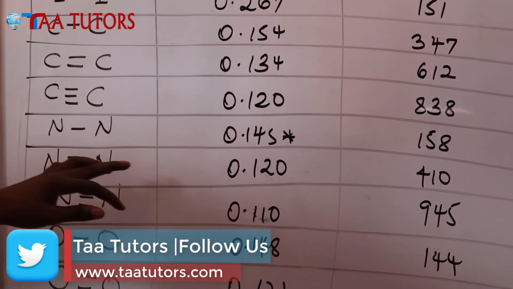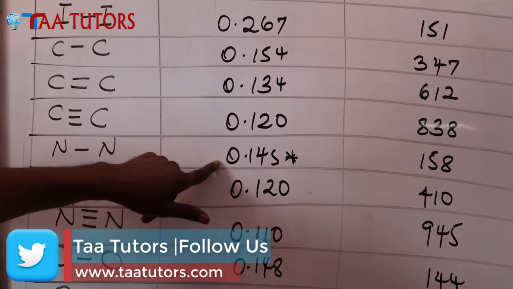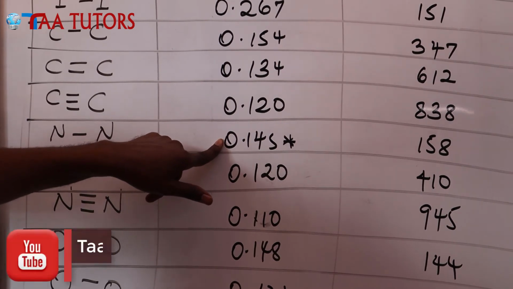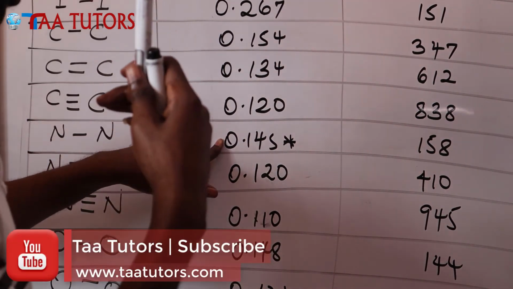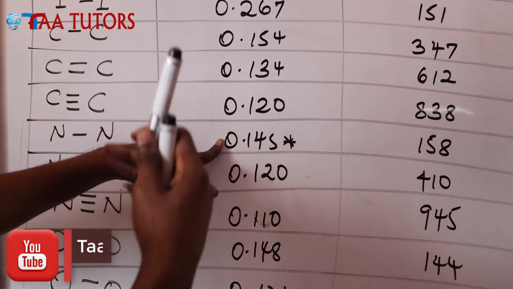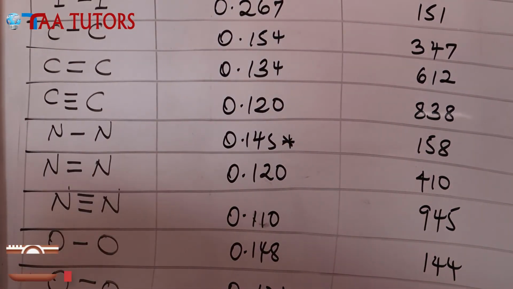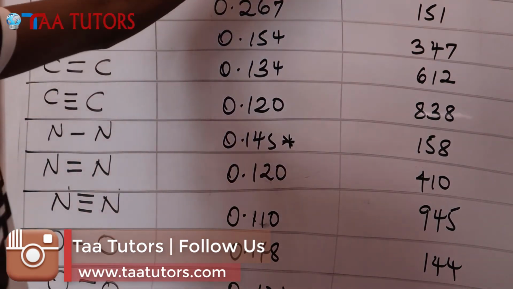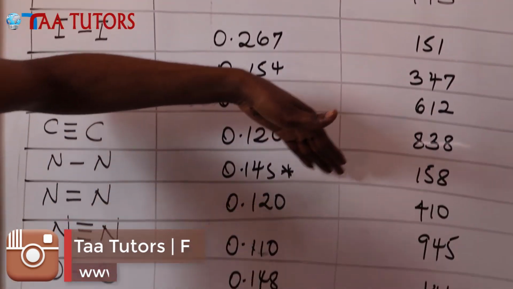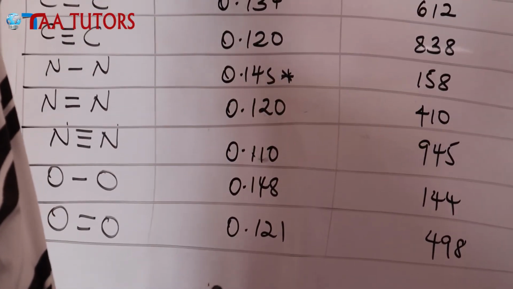We expect that this one, being one of the shortest, the single bond with the shortest bond length, should be the one that requires the highest amount of energy to break, but that is not the case. Why are the other ones requiring more energy to break, yet this one is the shortest? We expect the value here to be much bigger, probably even bigger than 242.